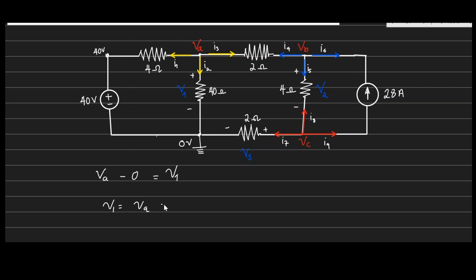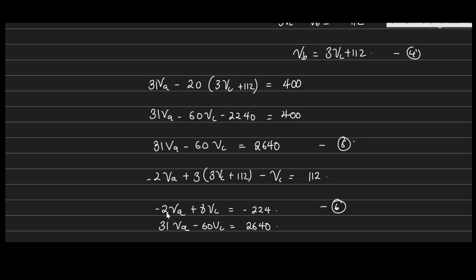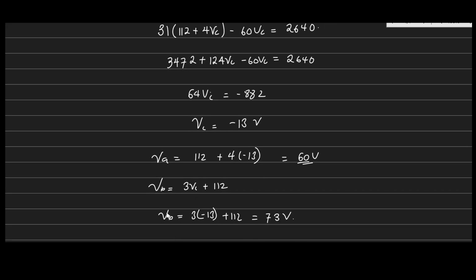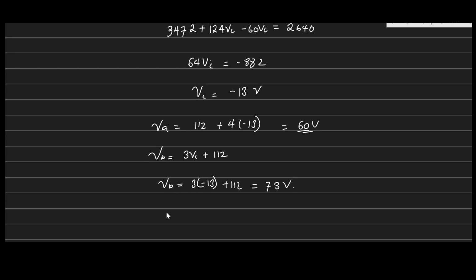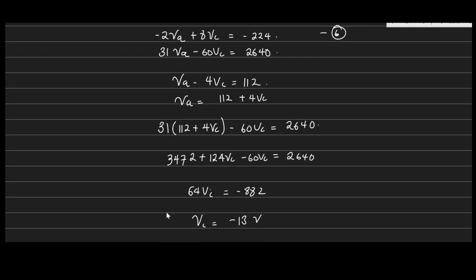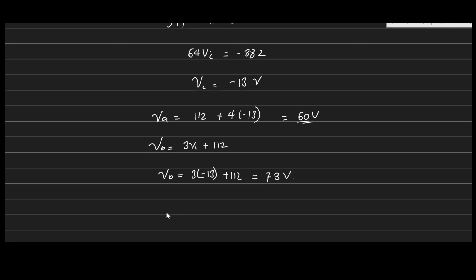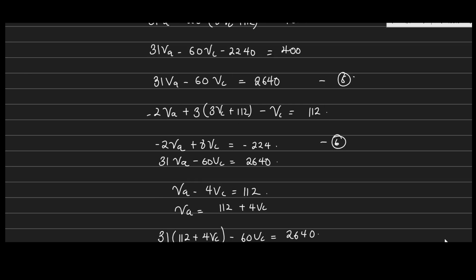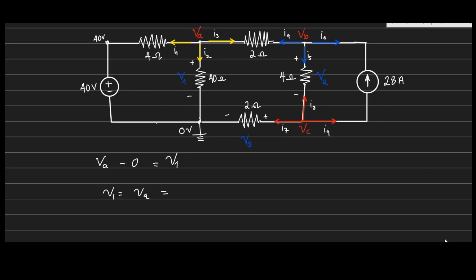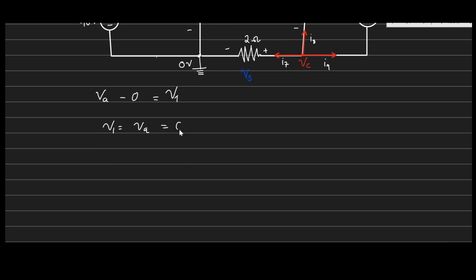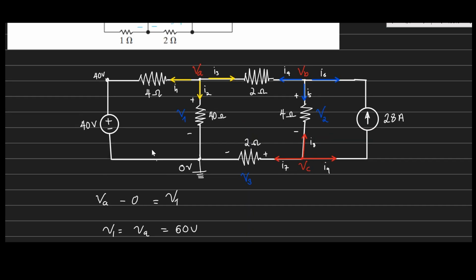And what was our VA value? Where is VA? I can't see VA. Oh, here it is. So VA was equal to 60. So our V1 is simply equal to 60 volts. Okay, 60 volts. And then we can also find V2.